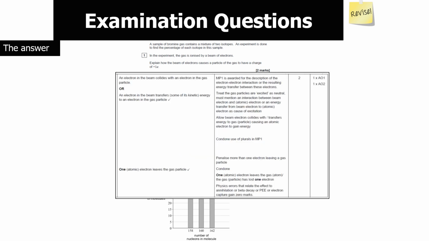Right, so how would you answer this particular question? Well, an electron in the beam will collide with an electron in the gas. So what will happen at that point is when the electrons interact, there will be an energy transfer between them.